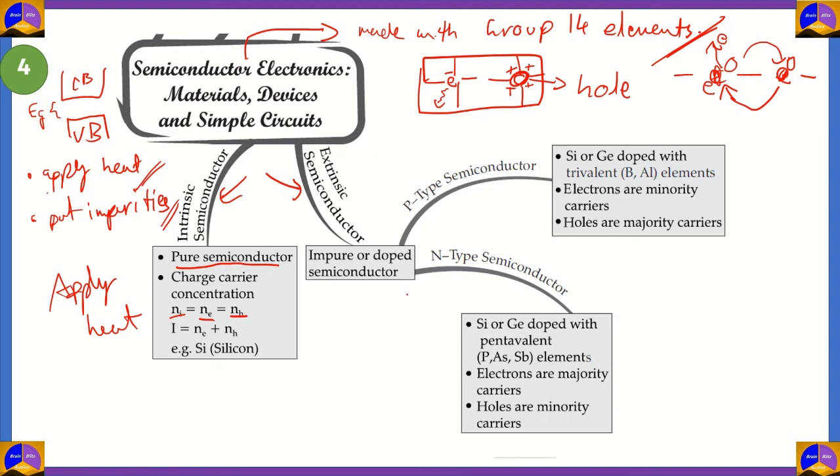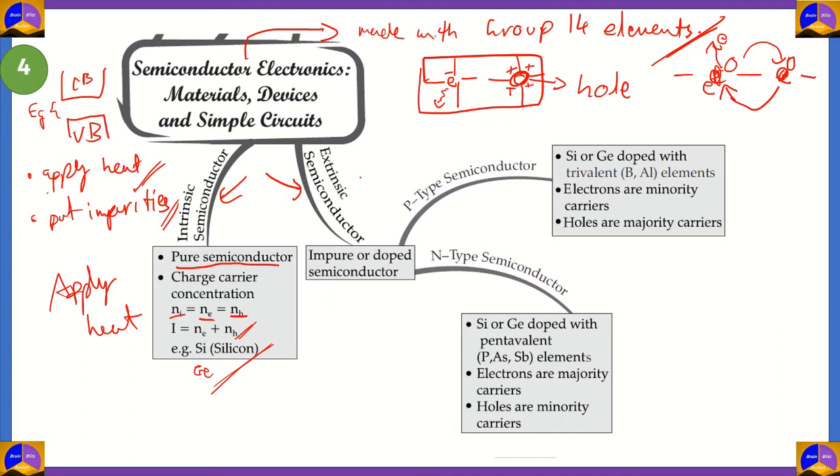When it comes to current, the current is dictated by both the electrons and the holes. So the current I is equal to number of electrons plus number of holes. So both electrons and holes produce current. Examples include silicon and germanium. Pure silicon and pure germanium are used as intrinsic semiconductors.